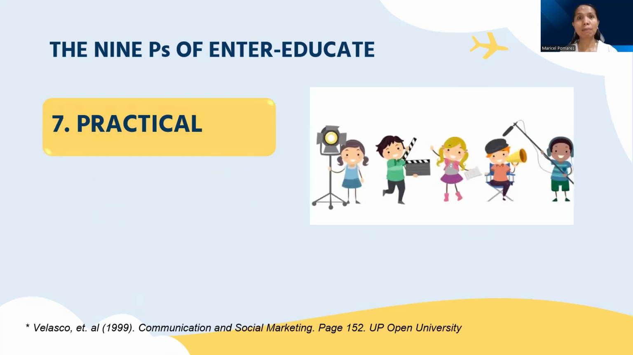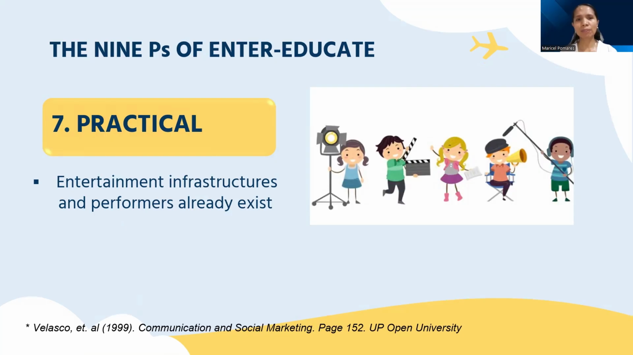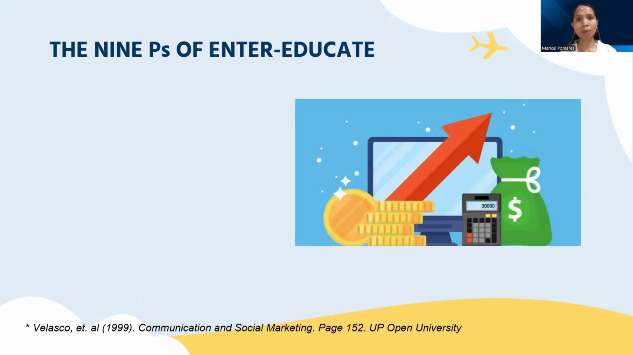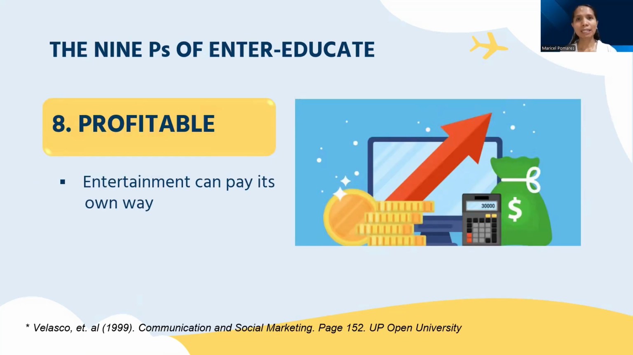Number 7 is practical. Practical because entertainment infrastructures and performers already exist. So there are already available performers and the system around to easily produce educational material for IEC materials. Number 8, profitable. Since entertainment is being sought and is popular to people, entertainment can pay its own way. It can easily gain profit or earn because people are seeking it.